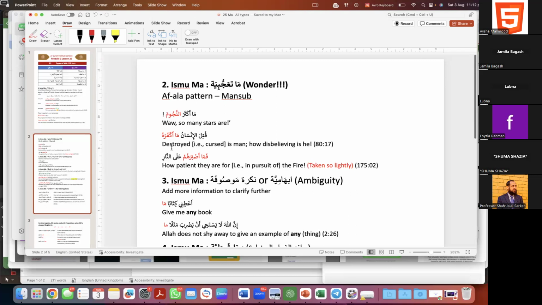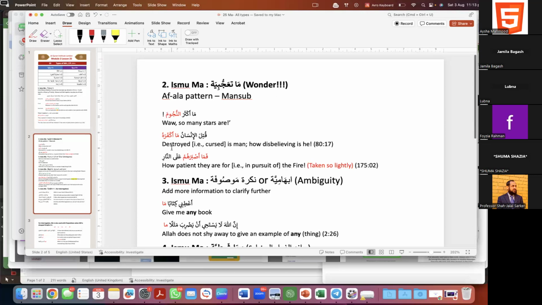Kutilal insanu ma akfarahu. Look at this. Kutilal insanu, naiba majhul, naiba fa'il insanu. So man has been destroyed, killed. Ma akfarahu. How kafir they are. How kufur they are. Wonder. Ma akfara. Akfaru has become akfara. You get it?